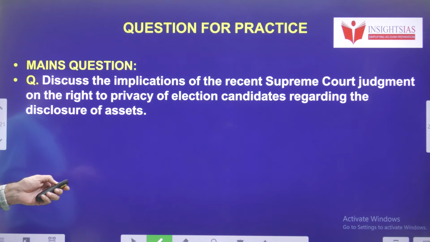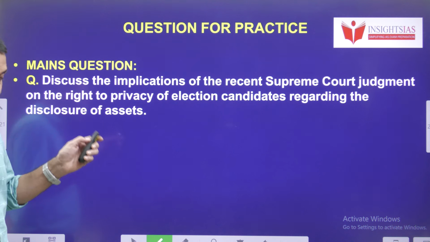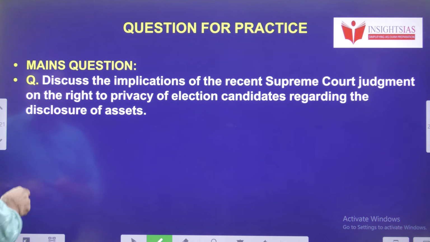Mains question: discuss the implication of the recent Supreme Court judgment on the right to privacy of election candidates regarding the disclosure of their assets. What is the implication? This is the mains question.